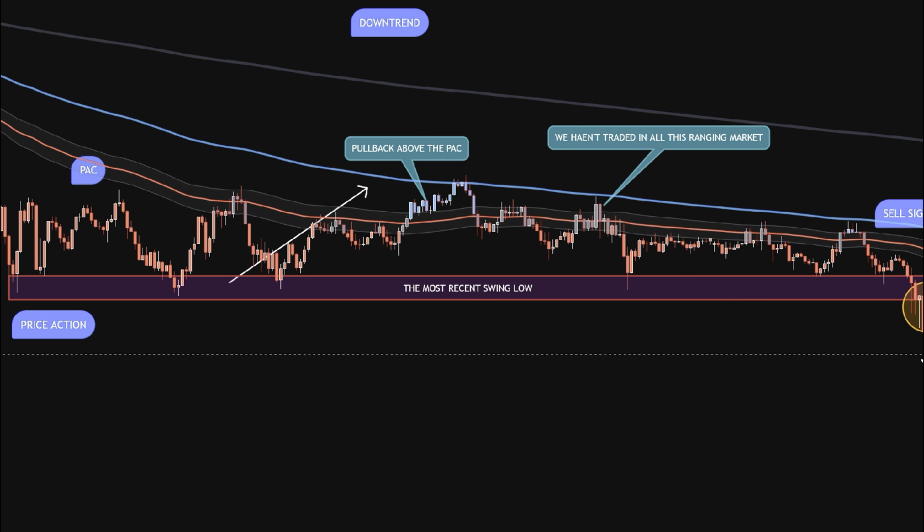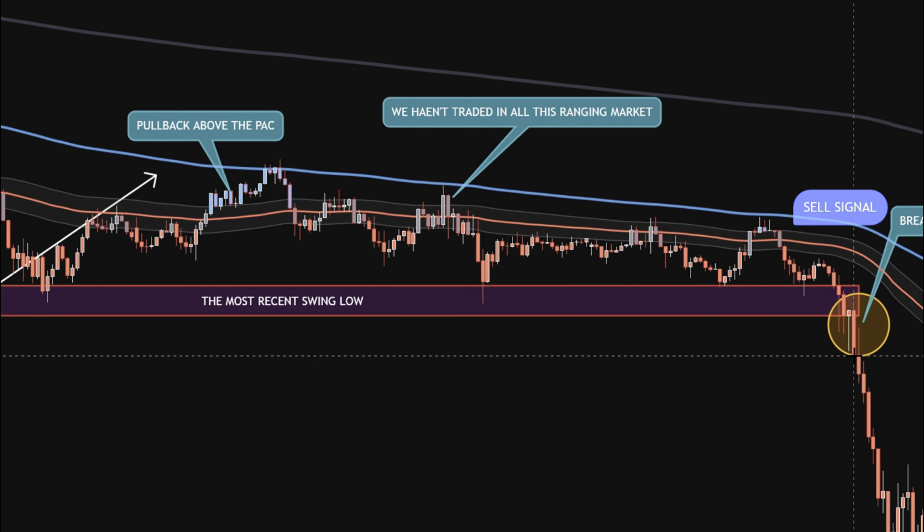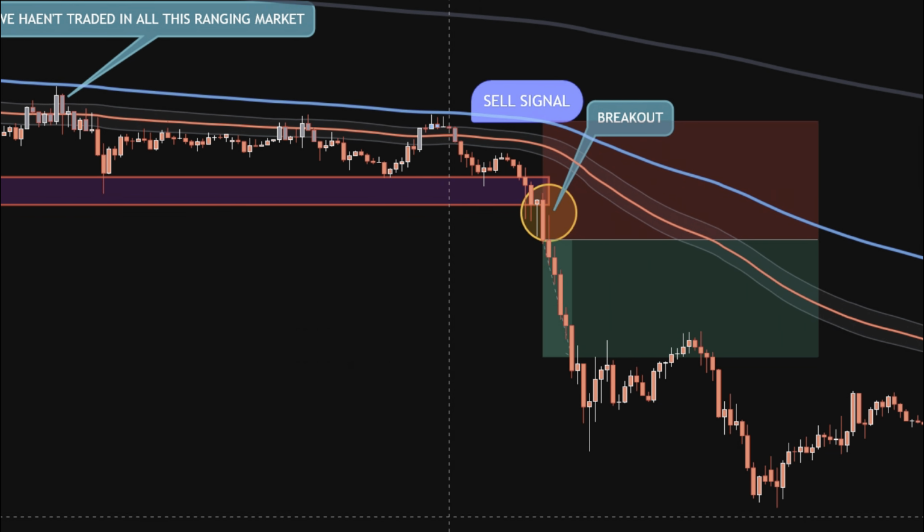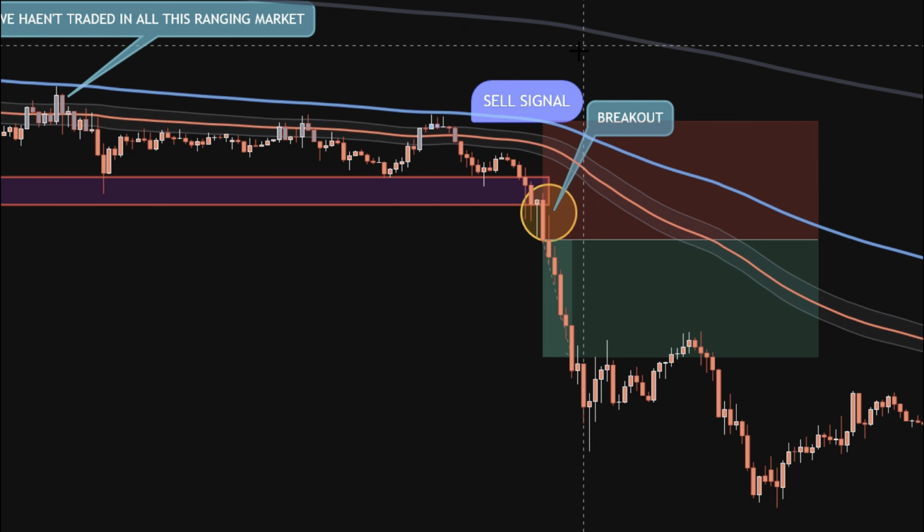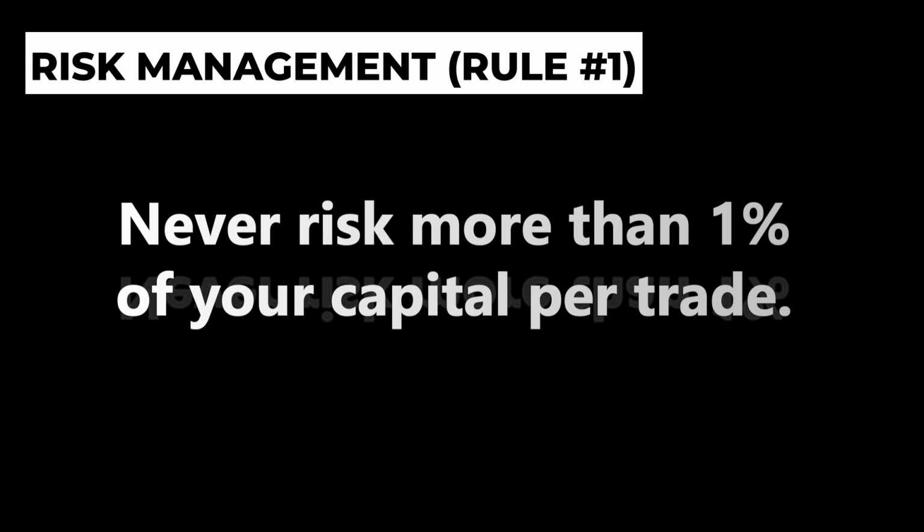The breakout candle below support is your short trigger. That's the one candle close that validates this entire move. If you skip that, you're just gambling. Now comes the risk management plan. First, never risk more than 1% of your capital per trade. I don't care how confident you are, and I don't care how perfect the setup looks. 1%, that's the rule. Second, always set a stop loss.